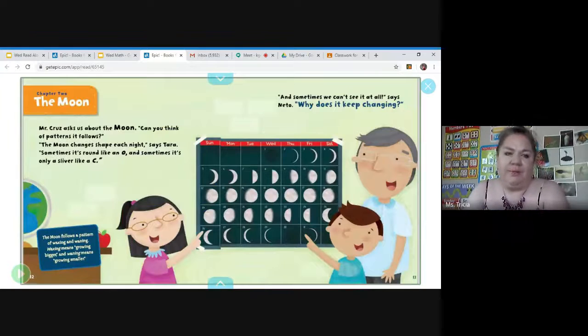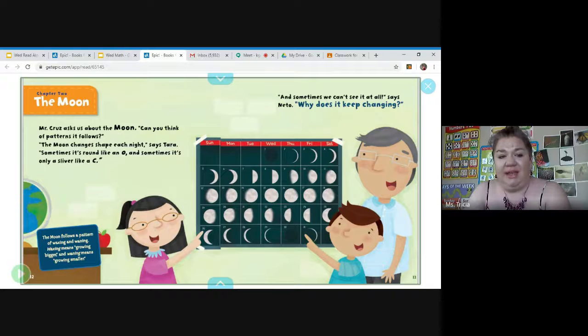All right, so now we're going to learn about the moon. Mr. Cruz asked us about the moon. Can you think of a pattern it follows? The moon changes shape each night, said Tara. Sometimes it's round like an O, and sometimes it's a sliver like a C. And sometimes we can't see it at all, says Nito.